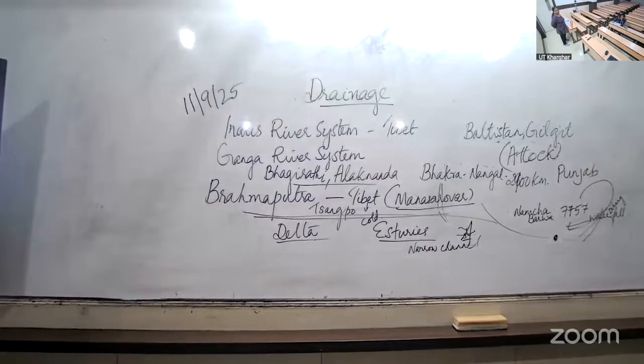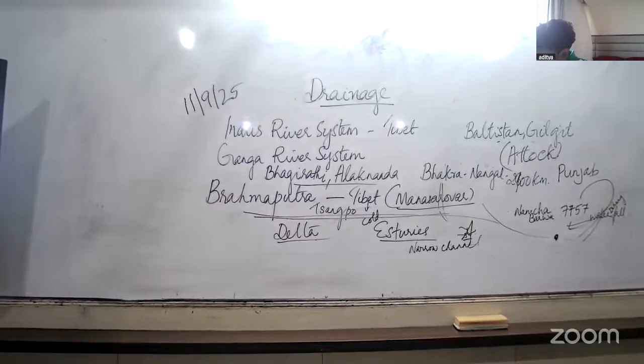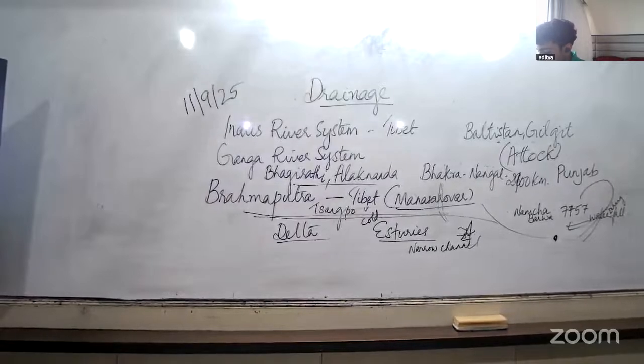Hence, the coastal rivers are short. The main west flowing rivers are Sabarmati, Mahi, Bharatpuzha, and Periyar.